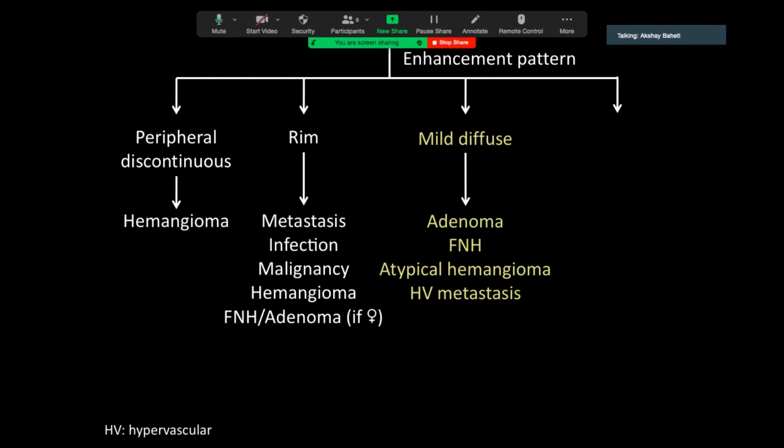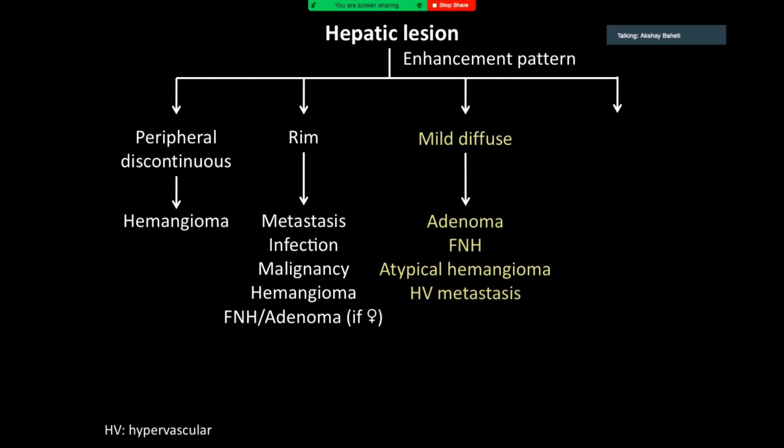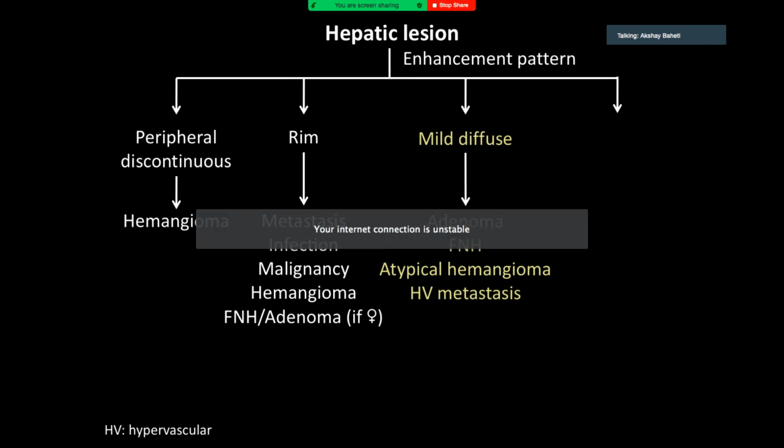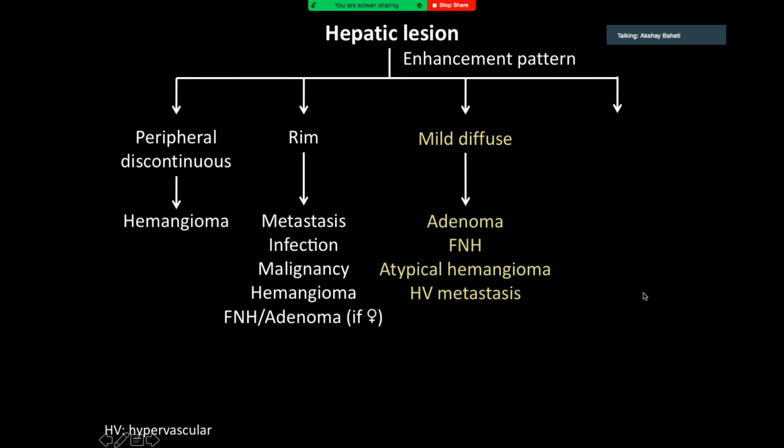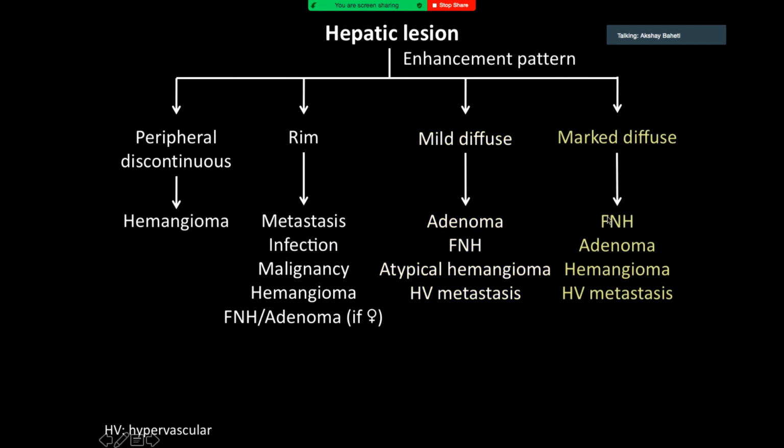Then diffuse enhancement, it can be mild, right? If it's mild diffuse, then it's more likely adenoma or some sort of atypical hemangioma or hypervascular metastasis. But if it's marked diffuse, then FNH becomes the topmost thing, right? So in marked diffuse enhancement, you think of FNH. It can still be the others. So in a sense, once it's diffuse, mild or marked enhancement, the differentials remain the same. It's just adenoma versus FNH, what goes up, what comes down. Hypervascular mets remain in the differential, but you look for lesions elsewhere, and often you should be able to figure out it's not that.